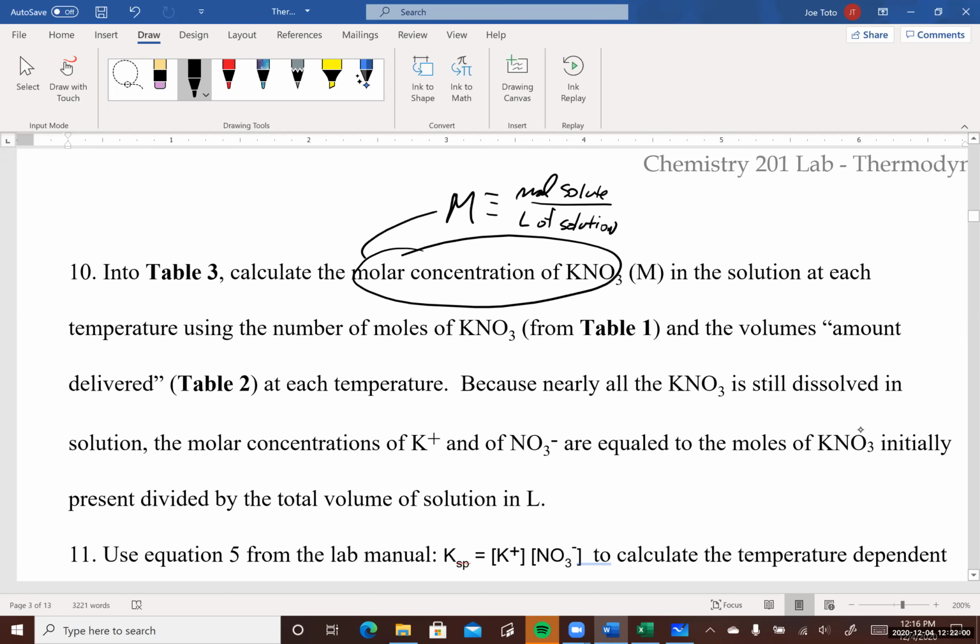Okay, now it says use the Excel graphing function or whatever software you want to use to plot this. You can even do it by hand and upload it. But you're going to make a plot of the solubility in those units, so this one is the solubility in these units versus temperature.